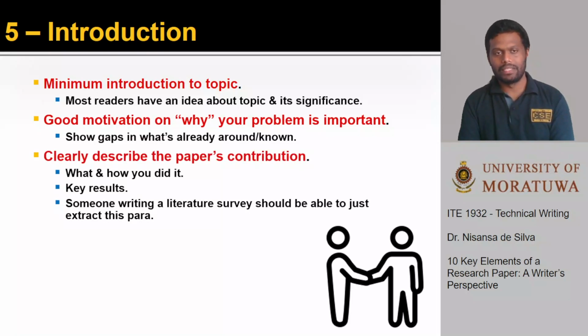You have to describe the paper's contribution. Remember, we talked about this when we were discussing research proposal writing. Similarly, you have to clearly describe what you are doing, what are the key results, and a rule of thumb is that somebody else who is writing a literature survey reading your paper should be able to just take this paragraph and plug it in to their literature survey to show what you have done, what you have considered, and what is the problem you are solving. Also, what is the summary of your results.